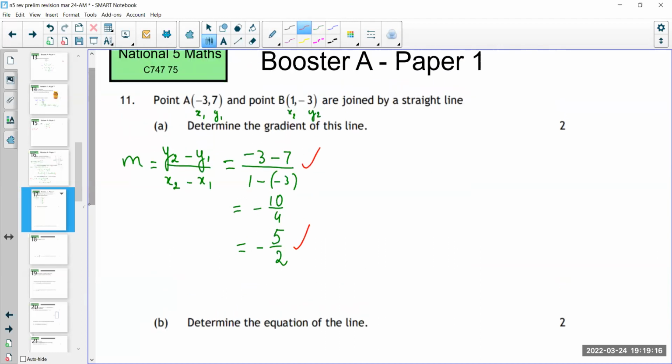Now we're going to use A and B as well because they've asked us to determine the equation of the line. So m we said was negative 5 over 2. And we can use y minus b equal m times x minus a. You can pick whichever you want. I'm going to pick a here and b. So substituting all these in, which gives us y minus 3 equal negative 5 over 2 times x minus 1.